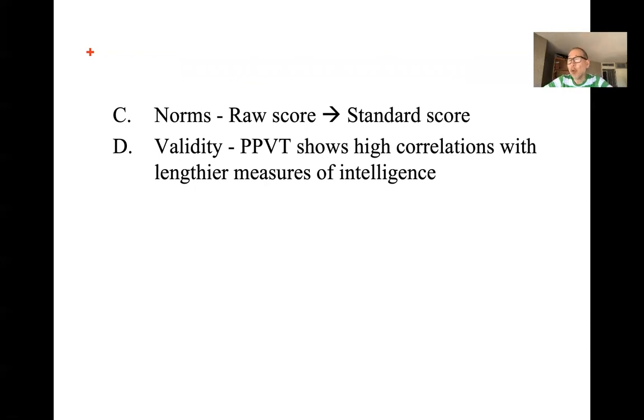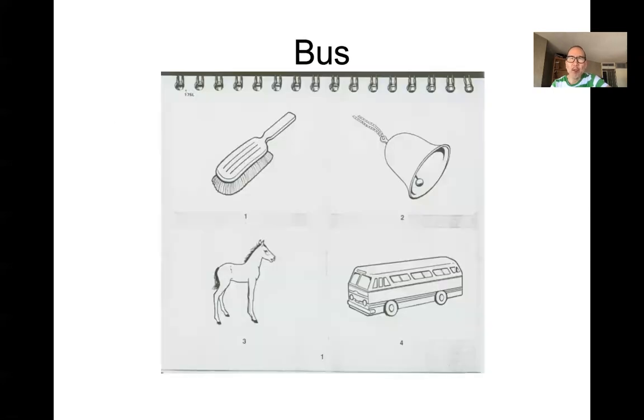Then you get a raw score for all the correct answers, which is standard. Then you convert it to a standard score, and then you can apply norms to see how they're functioning. The PPVT has demonstrated high correlations with lengthier measures of intelligence, as just mentioned. So it's kind of good as a general, quick and dirty measure of overall intellectual functioning, and for the other reasons just mentioned. Yeah, so here's a classic page from it.